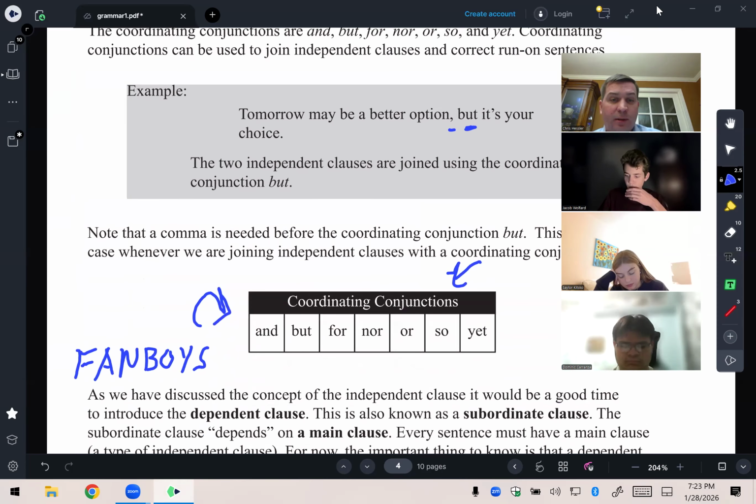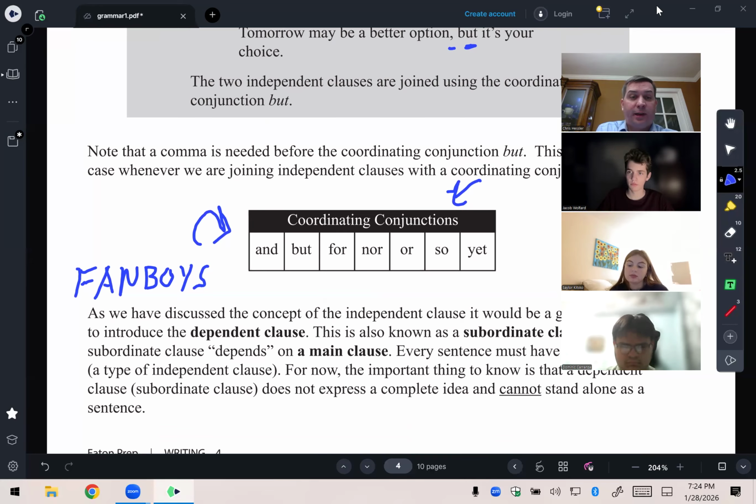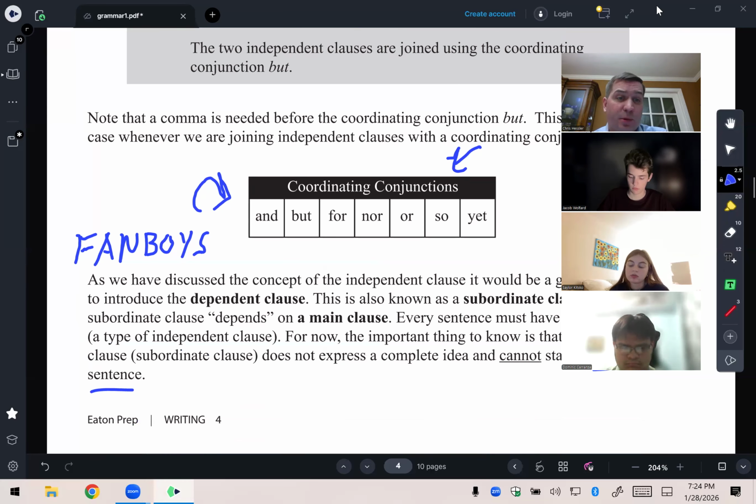Now I'm going to talk a little bit about the idea of the subordinate clause or the dependent clause. It's the same thing. They often have two words for the same concept in English. Either the clause is subordinate to the main clause or it depends on the main clause. Either way you want to think about it, it's the same thing. Every sentence must have a main clause. That's our complete thought we were talking about before. But a dependent clause does not express a complete thought and cannot stand alone as a sentence. So that's a good way to test to see if it's a dependent clause or a subordinate clause. So here is our sentence.